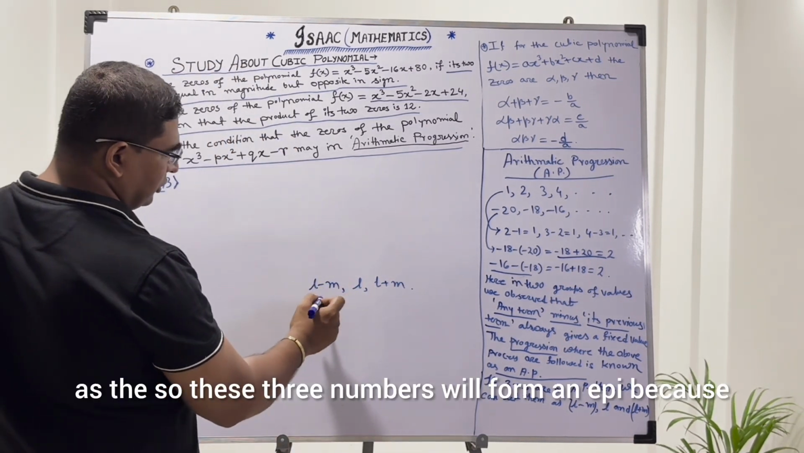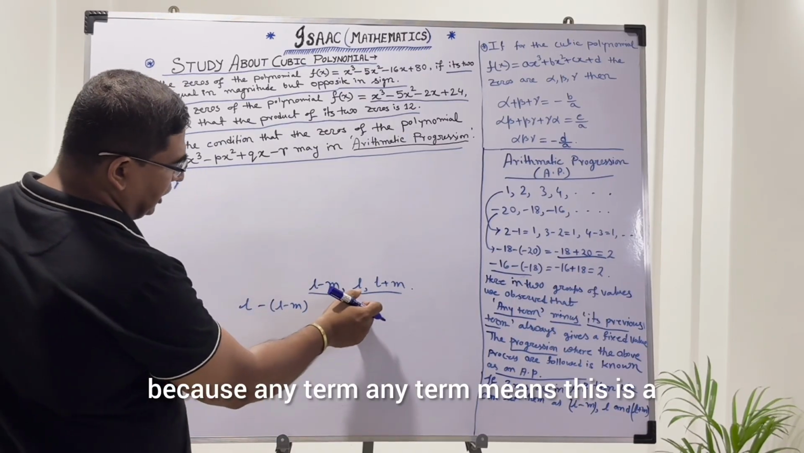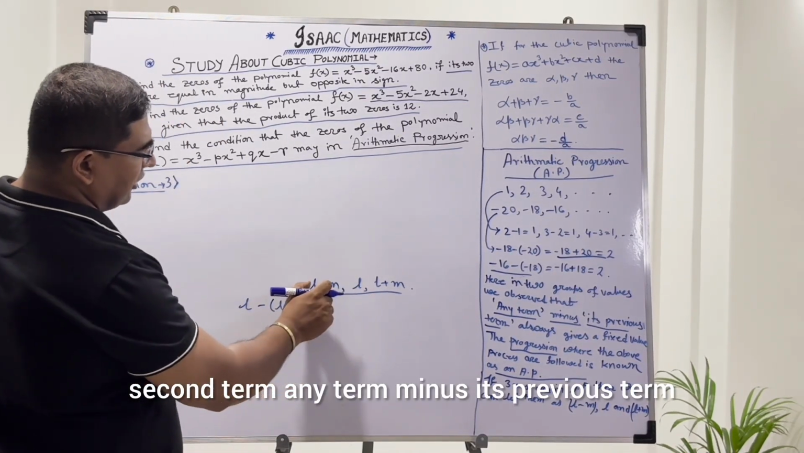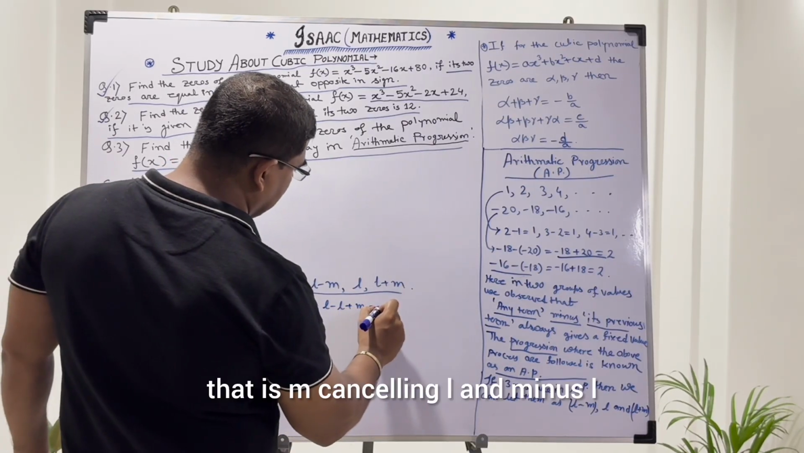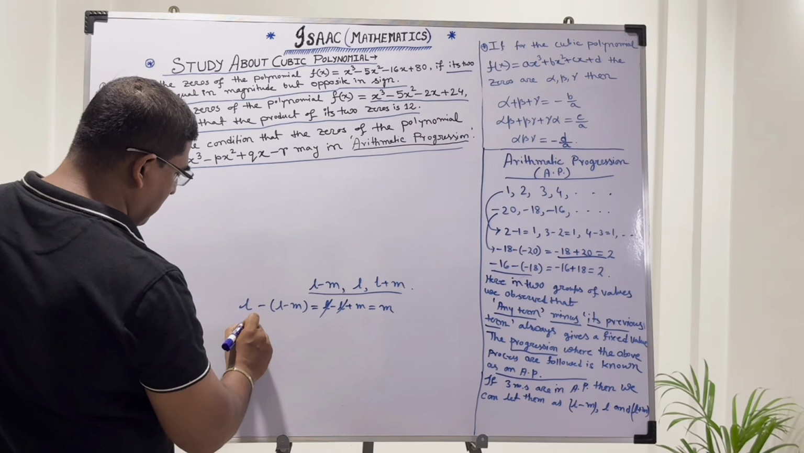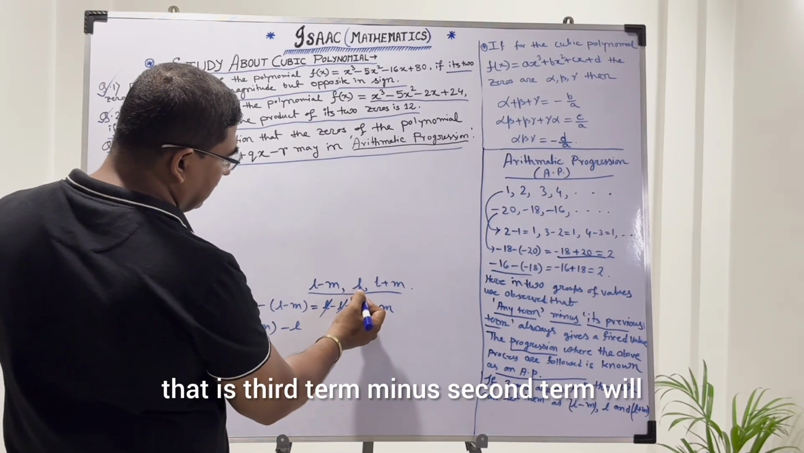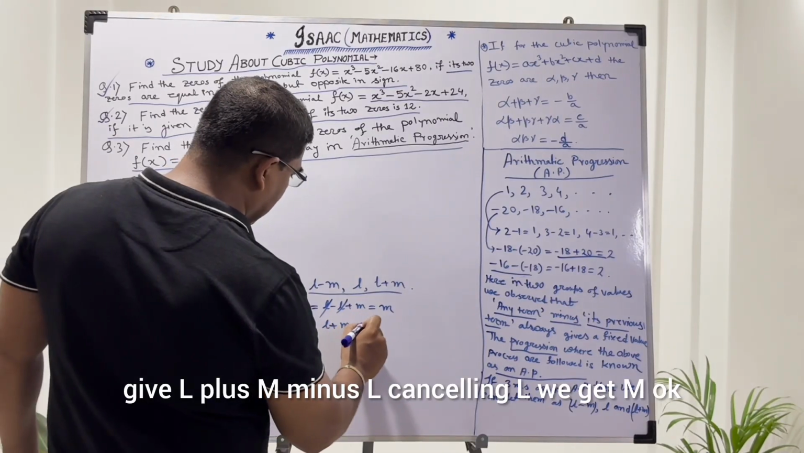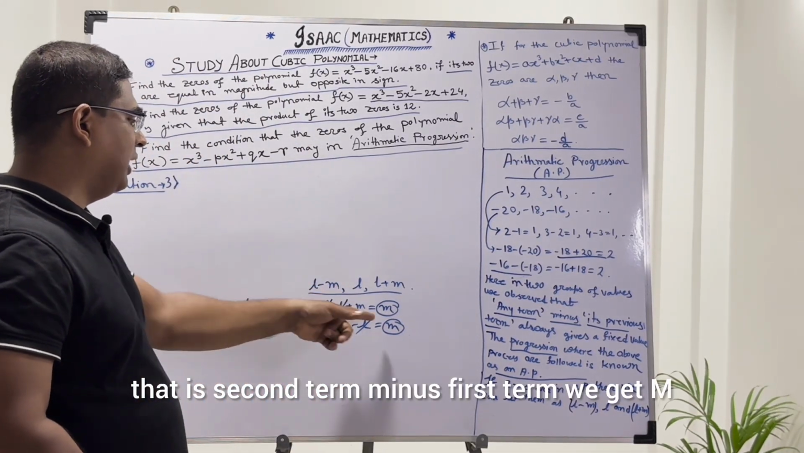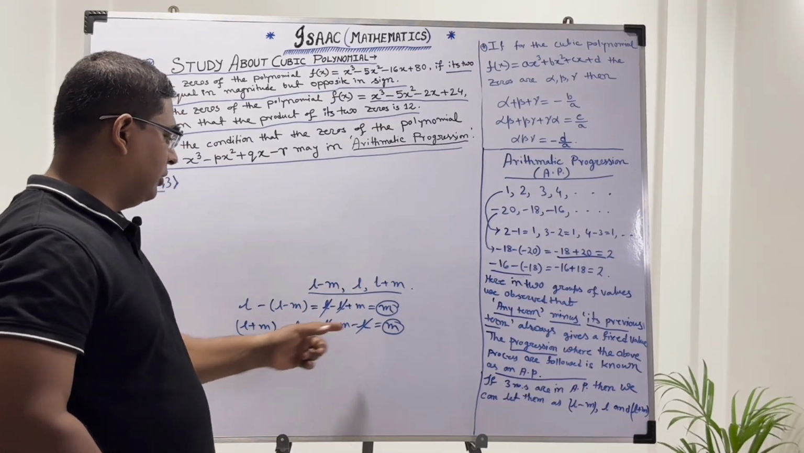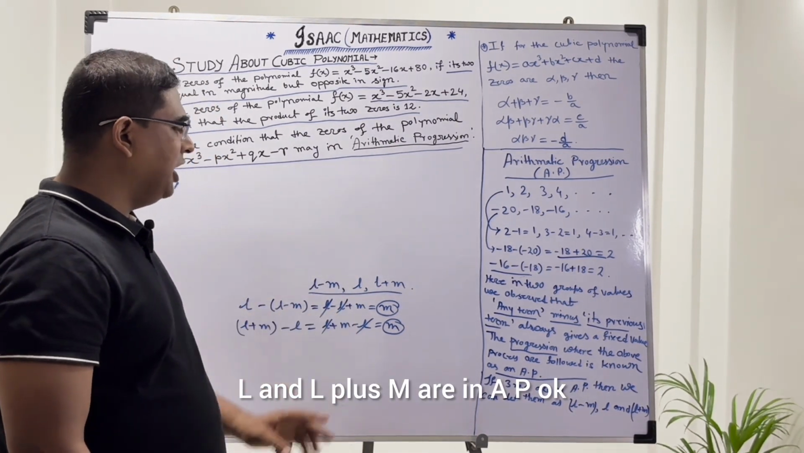So these three numbers will form an AP. Any term minus its previous term: the second term minus the first term gives L minus L plus M, that is M. The third term minus the second term gives L plus M minus L, that is M. In both cases we get M. That is why we can conclude that L minus M, L and L plus M are in AP.